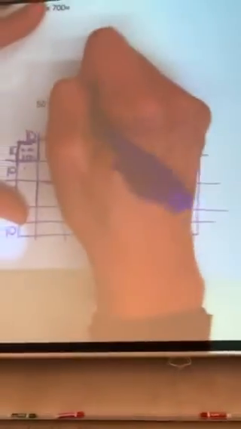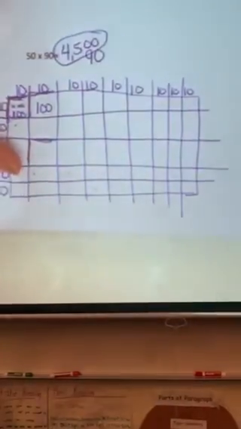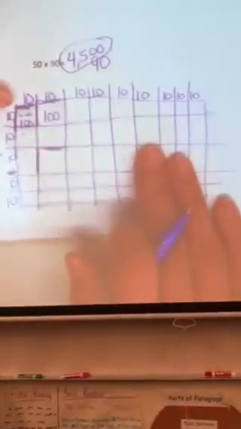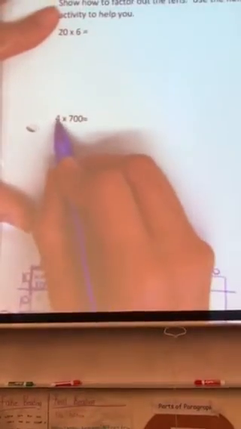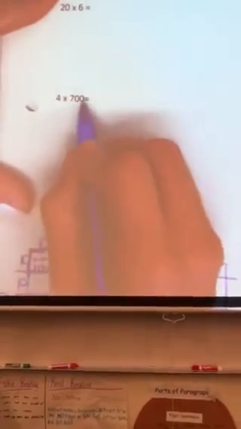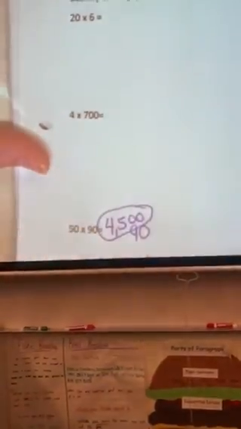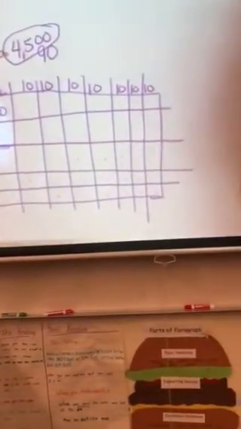So the answer to this is 4,500. Because that's what the area of the whole thing is, and what I know is that area is the same thing as the answer to that. You might choose to do the drawing. For this one right here, you're going to pull out the 1s out of the 4 and the 100s out of the 7. For this one, you're going to pull out the 10s out of the 2 and the 1s out of the 6. Or you could choose to do the equation.